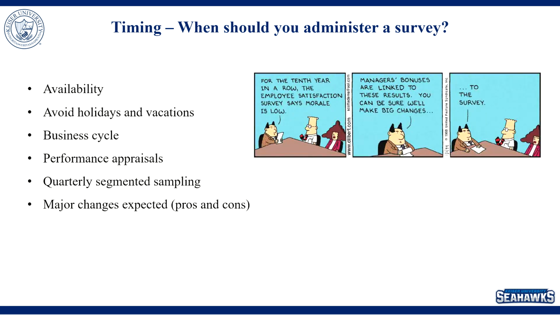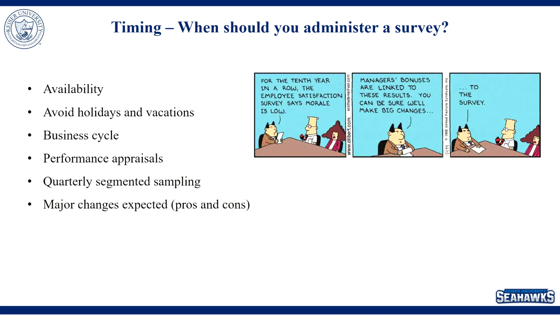Also, quarterly segmented sampling. Remember earlier we talked about a couple different ways of sampling, whether it's a census of the entire organization or a smaller sample. So it could be that quarterly you take a smaller sample from the overall employee population, and then maybe once a year it's a bit more costly but much more comprehensive census sample.